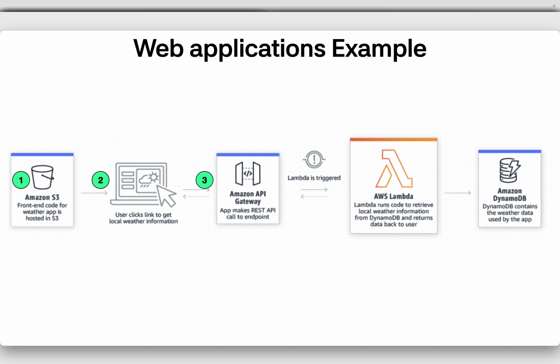Then comes Amazon API Gateway. The app calls an API endpoint through API Gateway to fetch weather data, and that invokes AWS Lambda. The API Gateway triggers a Lambda function, and this function retrieves weather data from DynamoDB, and DynamoDB stores the weather data, which Lambda retrieves and sends back to the user.